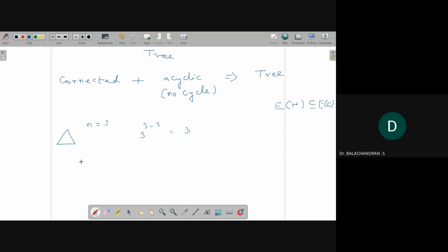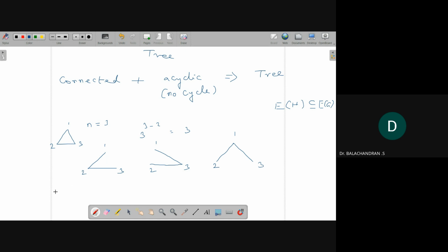So this is one spanning tree with vertices 1, 2, 3. Another one is 1, 2, 3 like this. This is another spanning tree. And the next one is this one, 1, 2, 3. So totally 3 spanning trees.